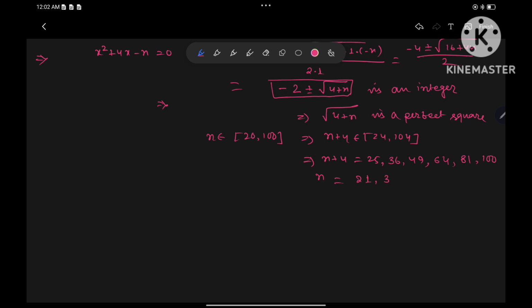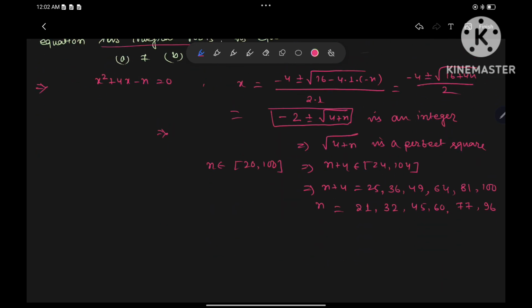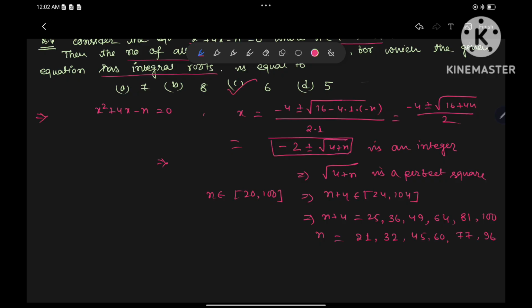Okay, so what will be the value of n? 21, 32, 45, 60, 77, and 96. So the number of values of n in this interval, that is 1, 2, 3, 4, 5, 6. So 6 is the correct answer.